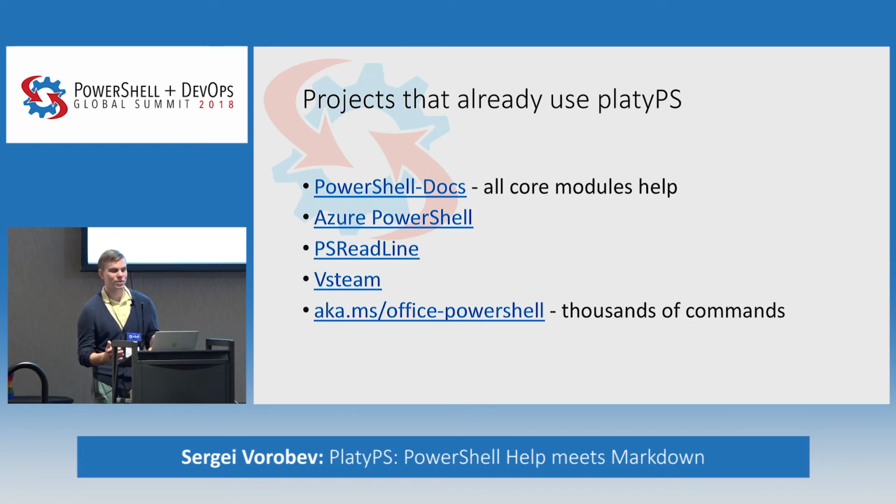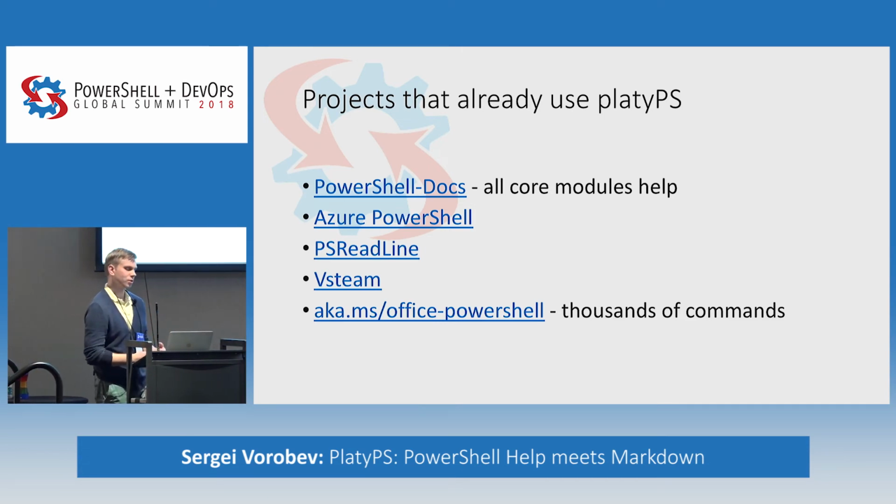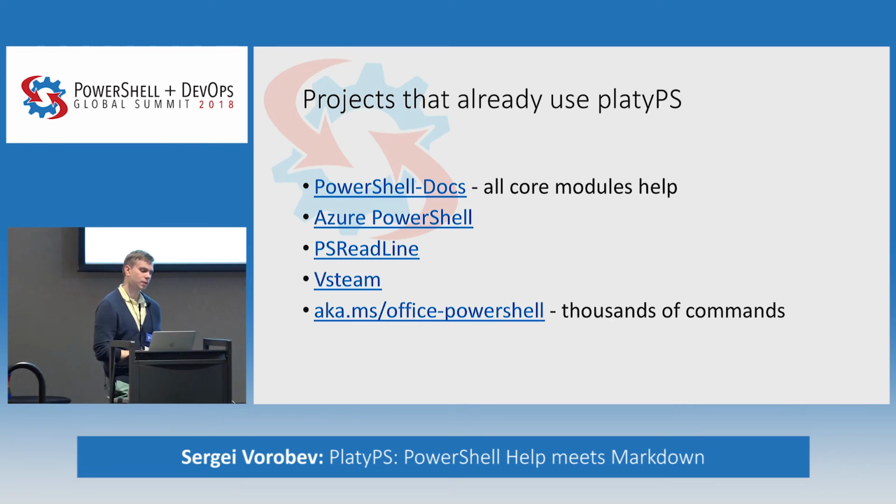VS Team, I was just searching GitHub for who uses PlatyPS by some keywords, and I'm actually not sure what VS Team is doing. I think it's a TFS module, but they're pretty big. And the recent addition is Office PowerShell, which has thousands and thousands of commands. They use the same toolchain that I described. They use GitHub, they use PlatyPS, and they also use docfx for the nicer website version, which you can also use. And with that, I would like to ask you to join this list of great projects and give PlatyPS a try.